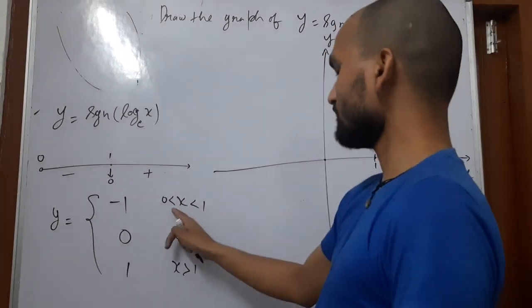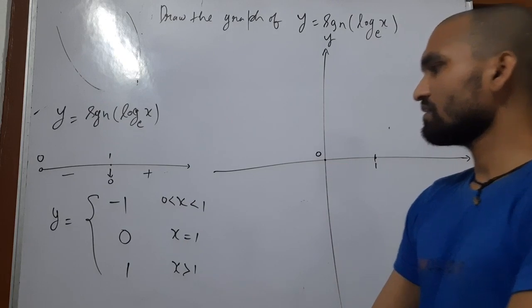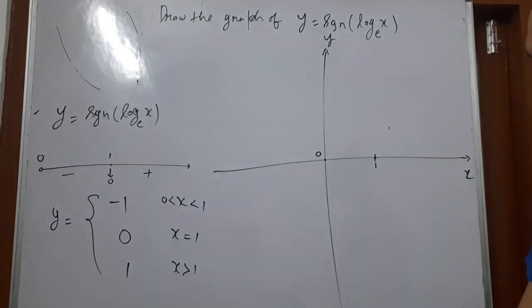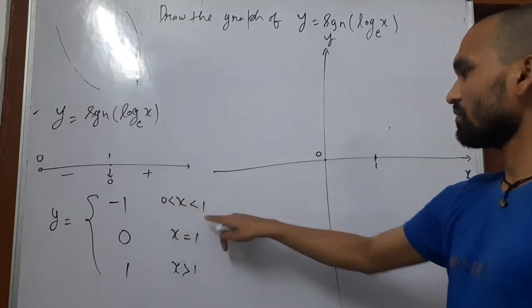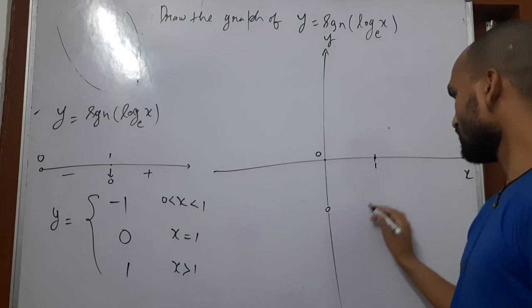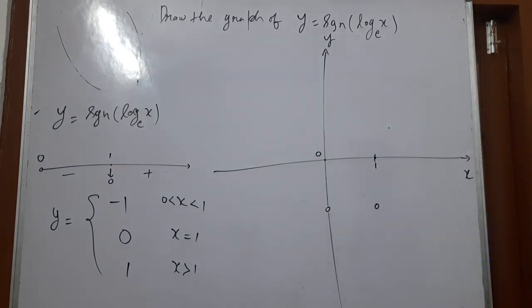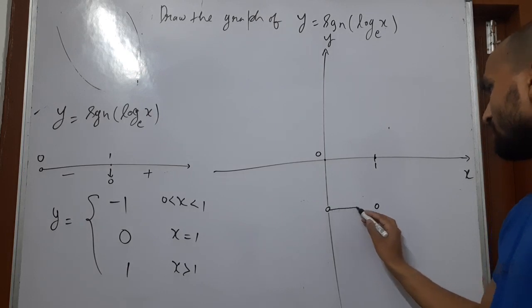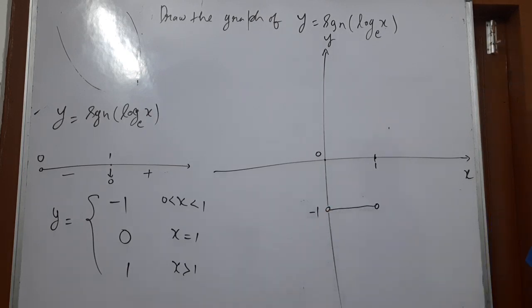So when the value is between 0 and 1, signum x is always minus 1. We have not included 0 and 1 here, so we should take a hollow circle in front of 0 and a hollow circle in front of 1, and in between it will be minus 1. Okay, this is minus 1.